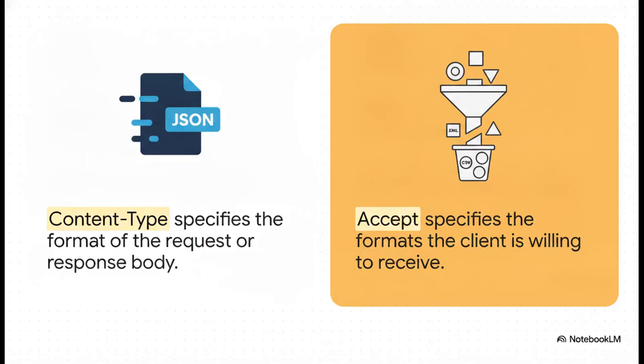Which brings us to another extremely common point of confusion that we need to clear up right now. Content type and accept. They are not the same thing. Content type specifies the format of the body being sent right now. Like if a client sends a POST request with JSON, the content type is application/JSON. Accept, however, dictates the format the client is willing to receive in return. So you could totally send an XML payload but ask to accept a JSON response.